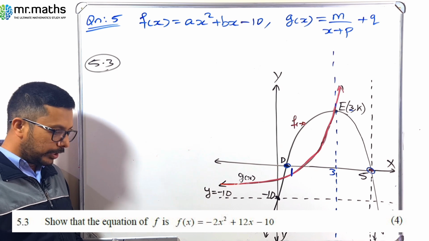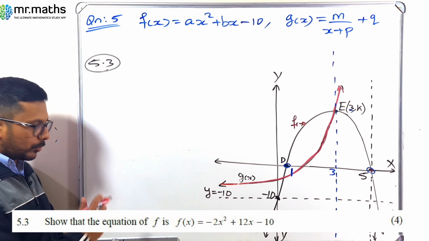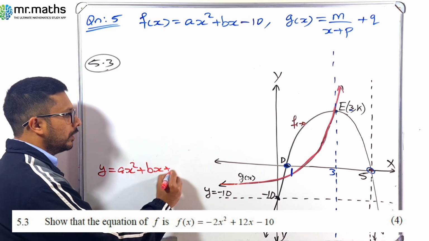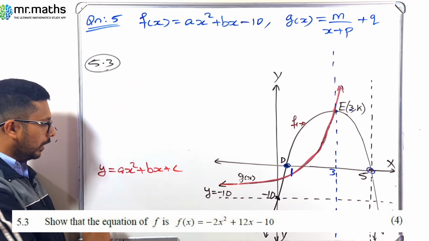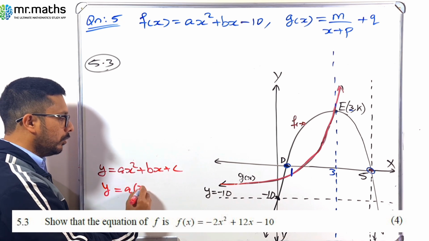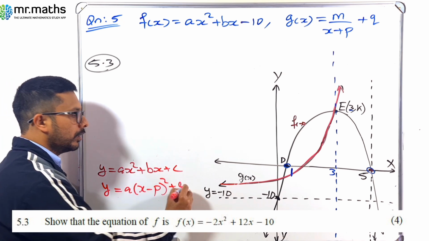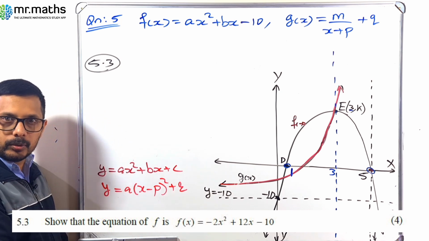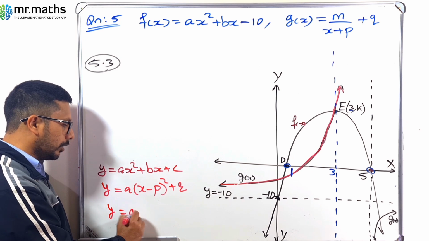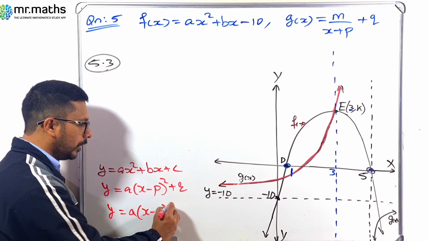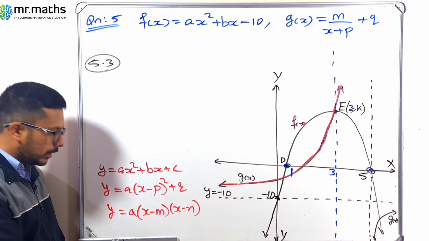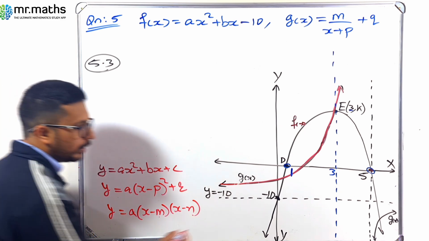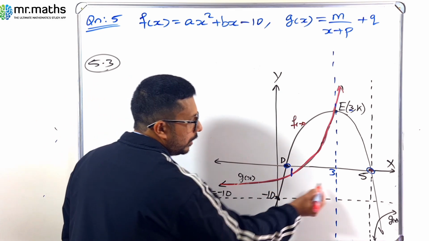For quadratic equations, in grade 10 and grade 11 you studied 3 types of formula. One is ax squared, the one that we know, and basically in this question also this form. Another formula you studied last year: a into x minus p the whole square plus q. Am I right? Here p and q are the turning points. Another formula is y is equal to a into x minus m into x minus n. What do m and n stand for? The x-intercepts of that parabola. So here the x-intercepts we already know, they're 1 and 5.